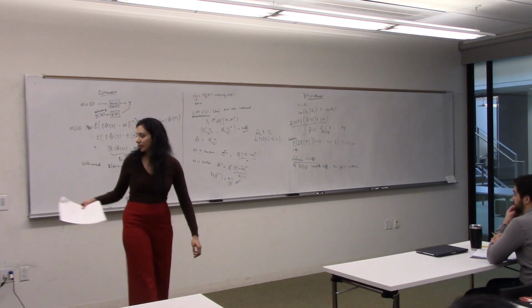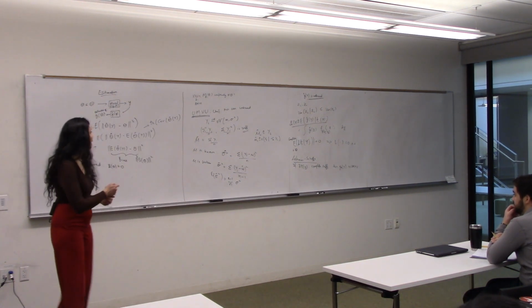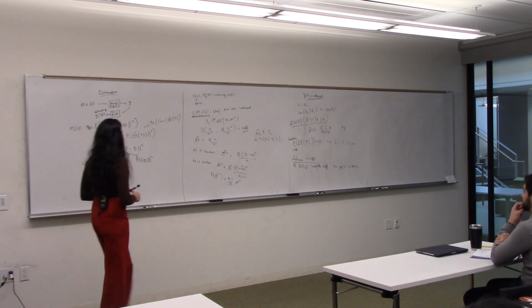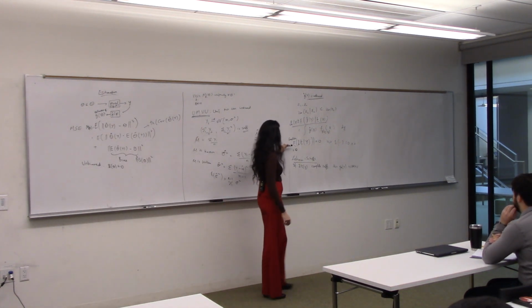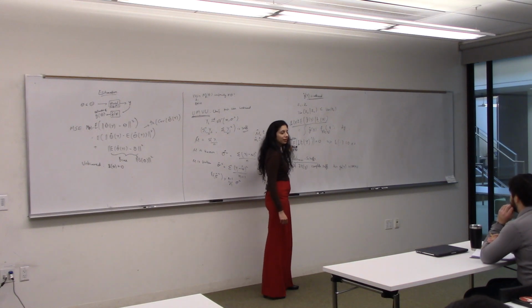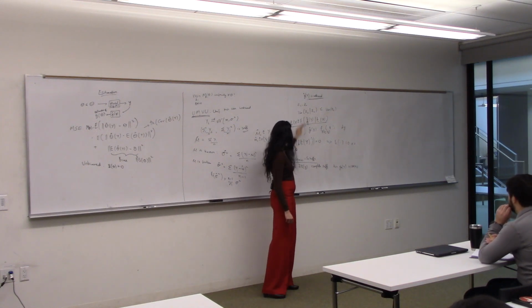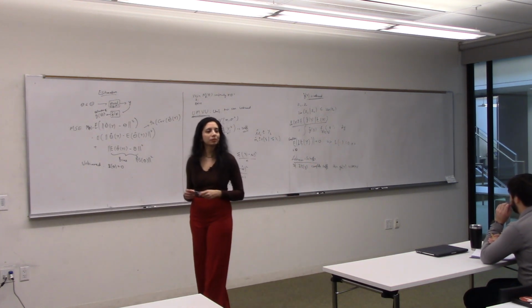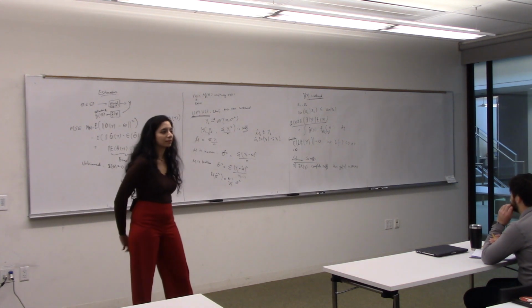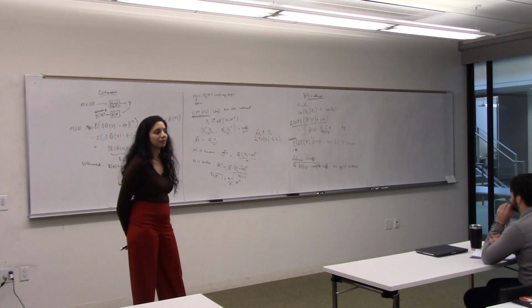So is this clear? We had the notion of the UMVU estimator, and if we can find a complete sufficient statistic, and we take the expectation of any unbiased estimator with respect to this complete sufficient statistic, we get the UMVU. Any other questions?